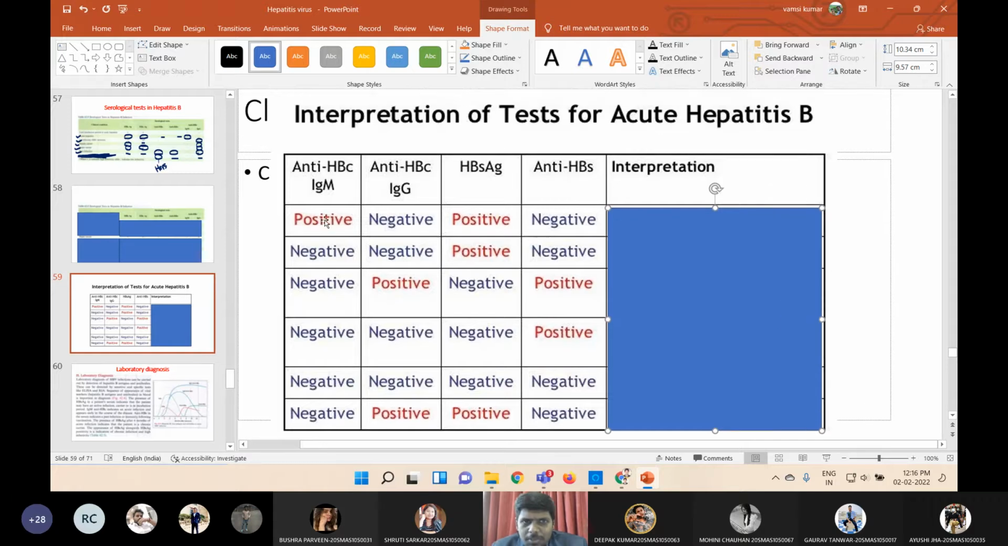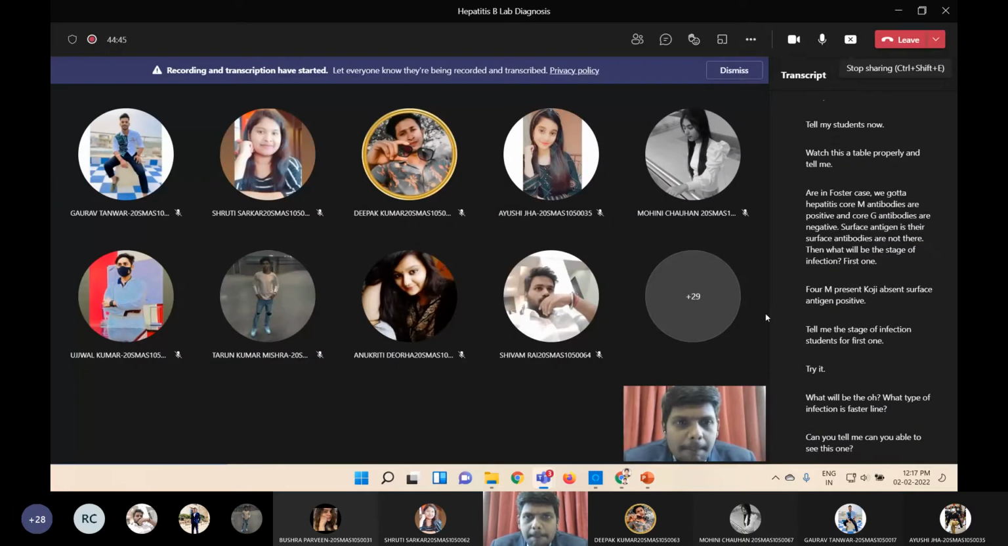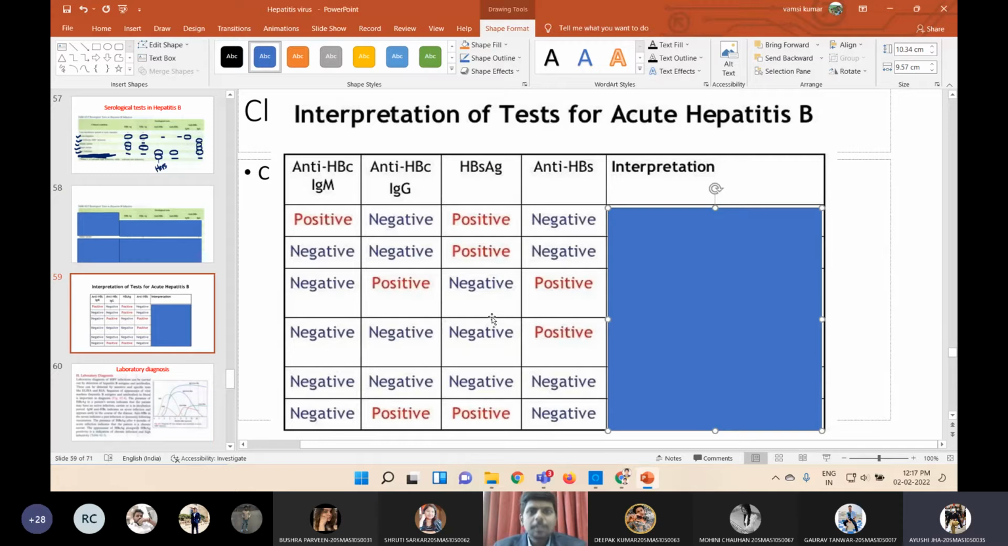What type of infection is the first line? Can you tell me? Can you see this PPT? Yes, sir. Tell me then. What type of infection is the first line? Core M present, core G absent, surface antigen. So this indicates simple carrier, or acute infection.